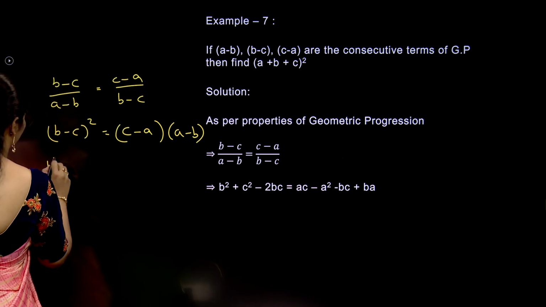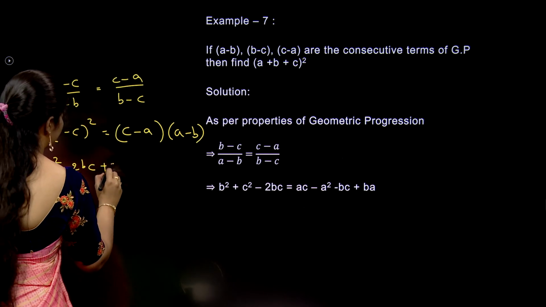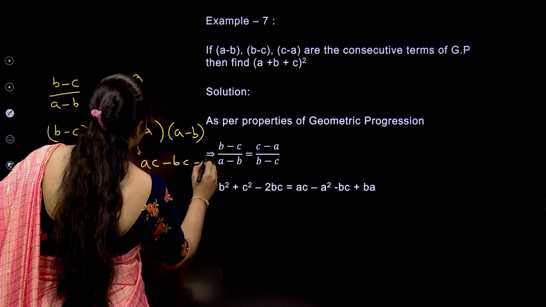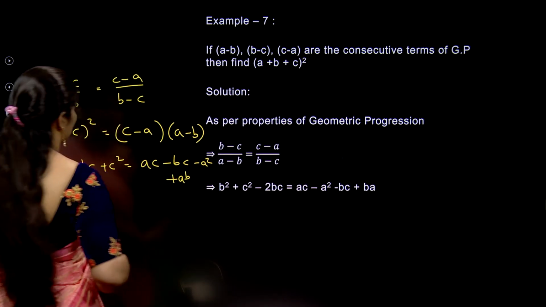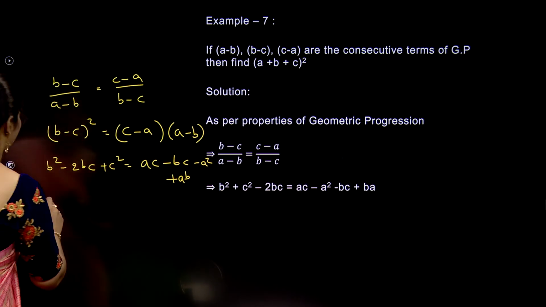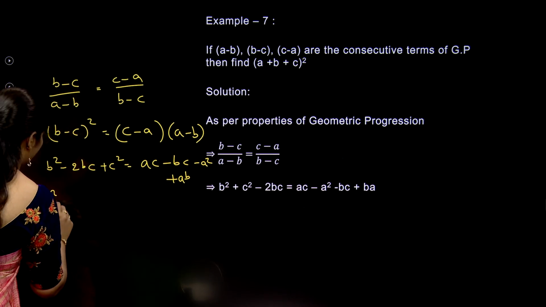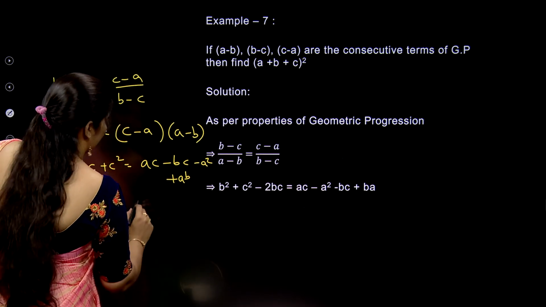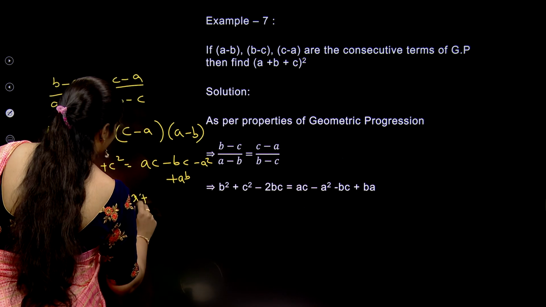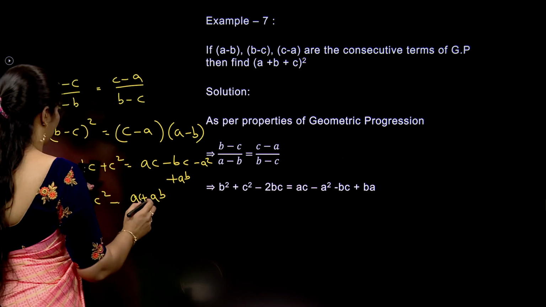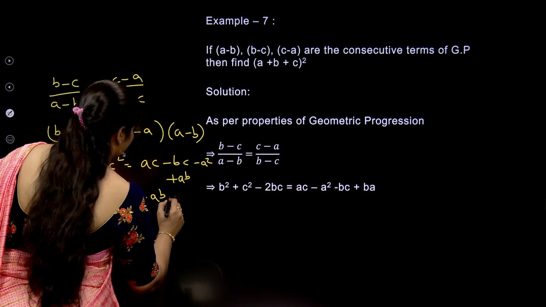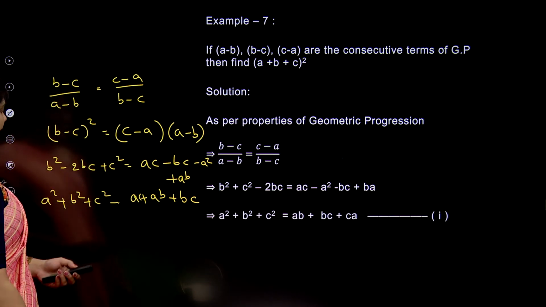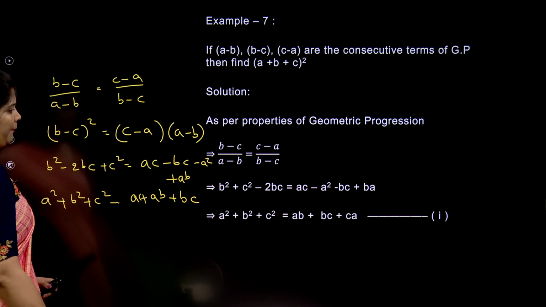So now B square minus 2BC plus C square equals AC minus BC minus A square plus AB. So now A square, take it here: A square plus B square plus C square equals 2BC, AC plus AB, minus 2BC, take this side, plus BC, and add both sides 2AB, 2BC, 2CA.